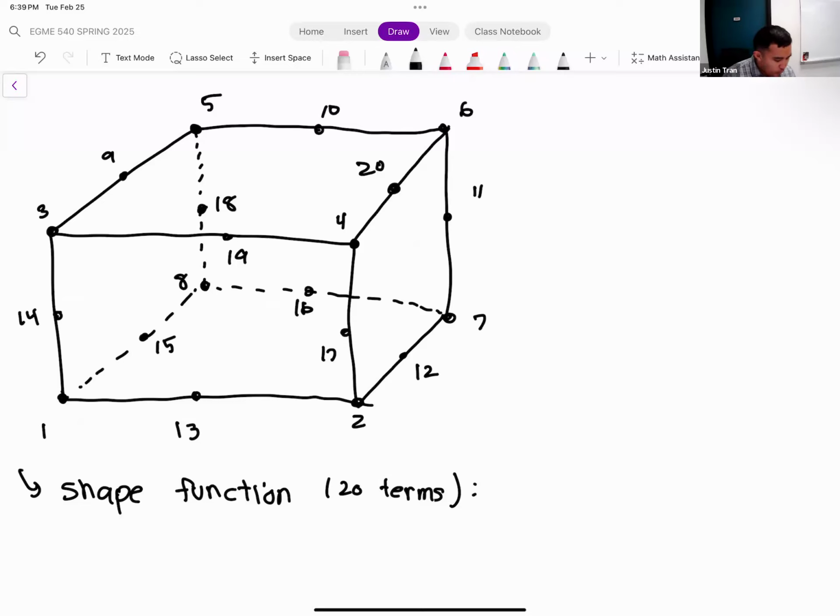Okay, so of course, with 20 terms here, this is not something that you will do lightly. Even though I've told you guys that this is kind of what you would normally strive for with your mesh, per element, the cost is actually pretty high for a quadratic hexahedron.